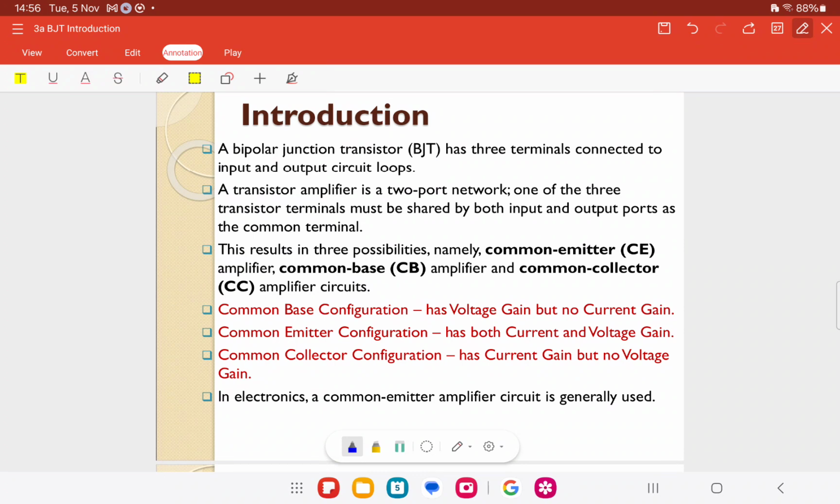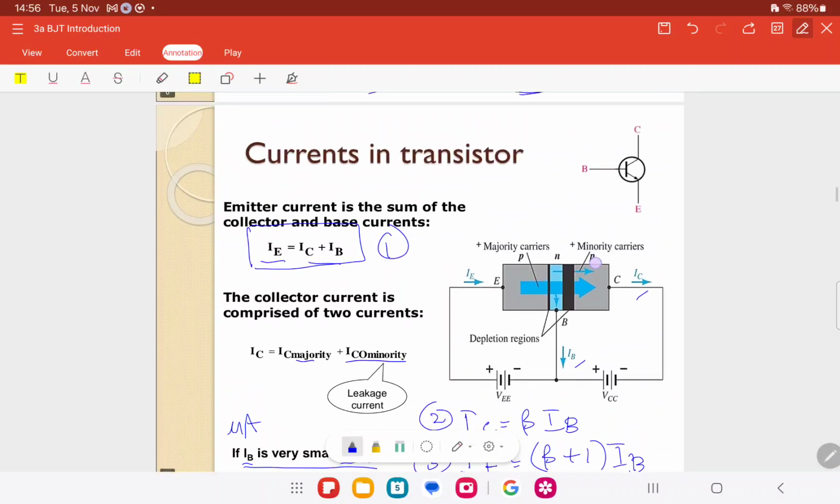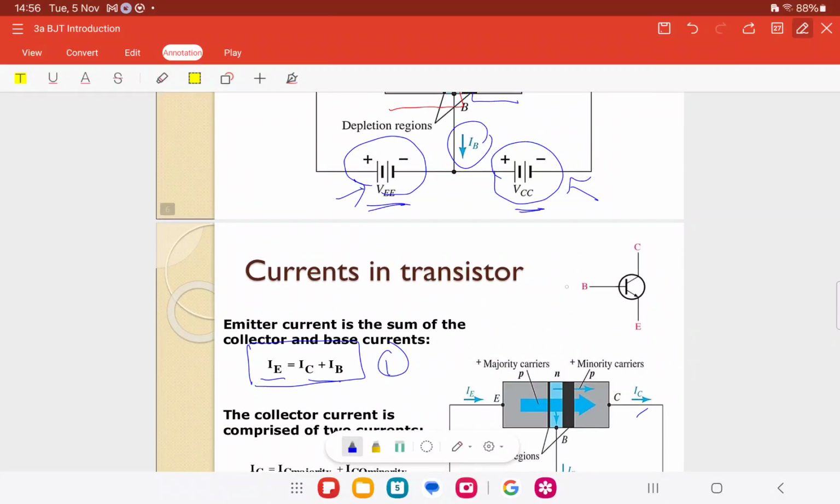Some more introductions. BJT has 3 terminals connected to input and output. So it has 3 legs. For example, say for this one we connect to V in. Then V out is either here at E, or here at C. But V out must be only one, either at C or at E. That is why we must determine which one connects to input and which one to output. So this one we call a 2 port network. One at the input, another at the output side.